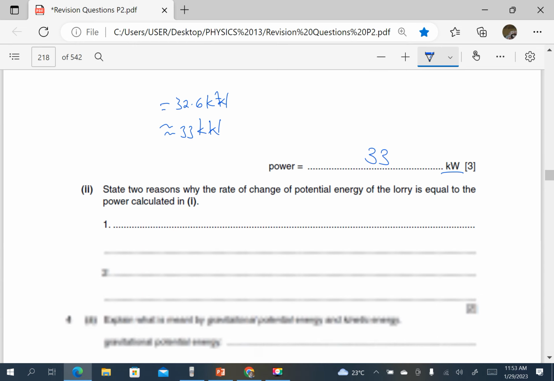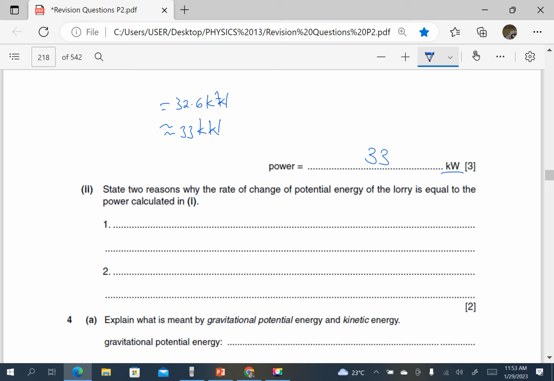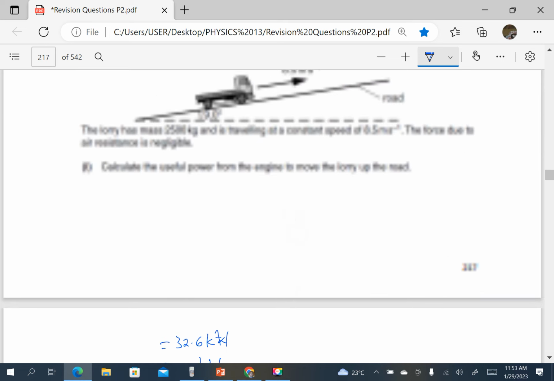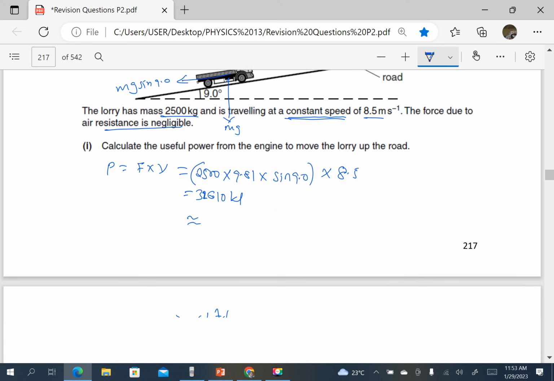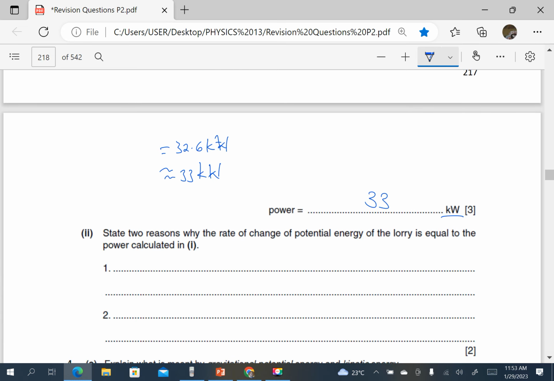State two reasons why the rate of change of potential energy of the lorry is equal to the power calculated in Roman 1. One, they said air resistance is negligible. It means there is no work done against air resistance. So that means the rate of change of potential energy of the lorry is equal to the power calculated. So number one, no work done against air resistance.